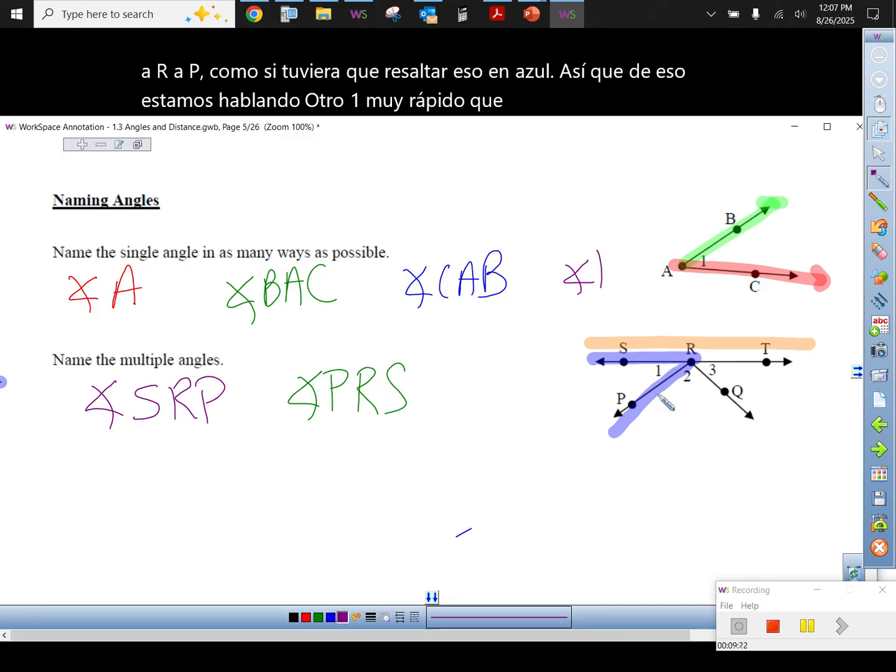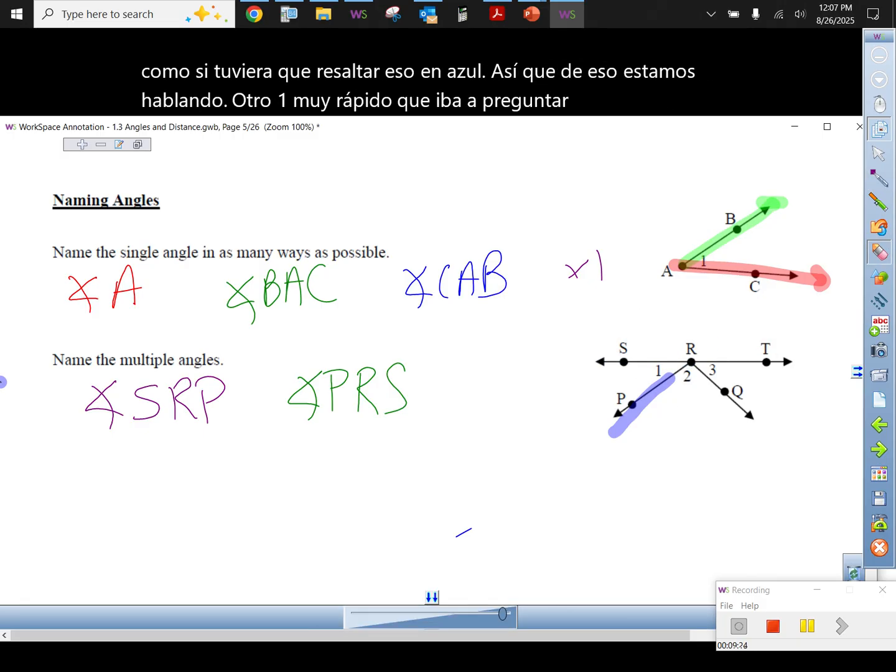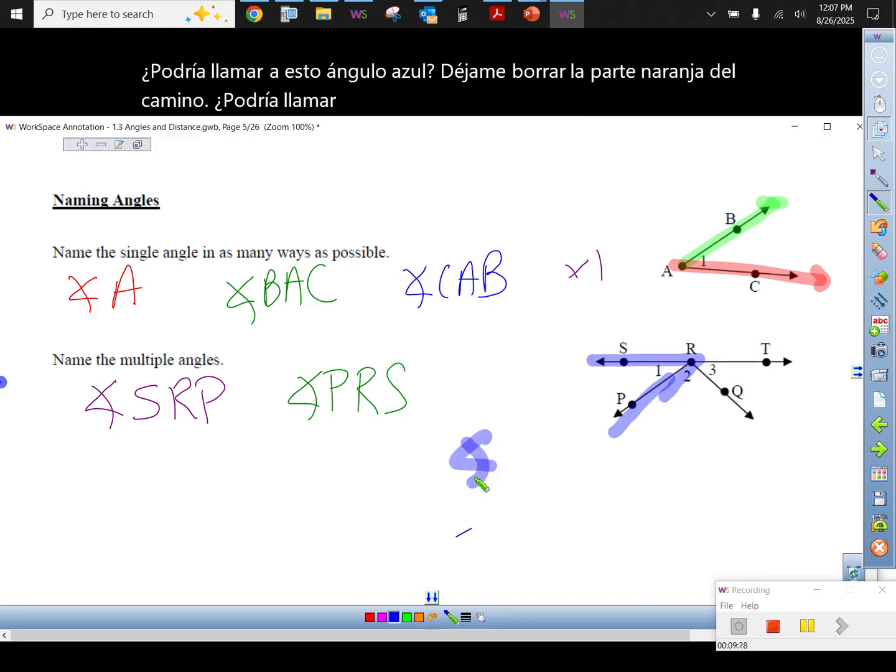Another one real quick that I was going to ask, great question. Could I call this blue angle, let me erase the orange part out of the way, could I call this blue angle, use a pen, RPS? Is that the blue angle? Why doesn't that work, even though there's 3 letters involved? Who's got to be in the middle? R. R's got to be in the middle.